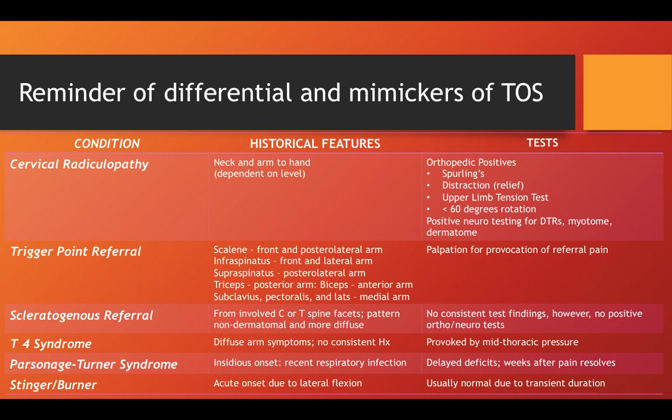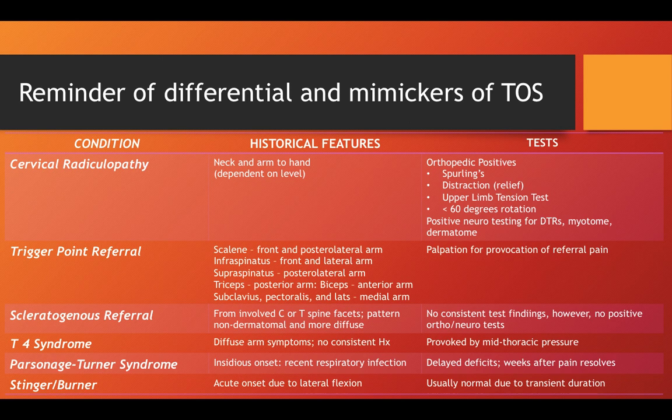Cervical radiculopathy is due to foraminal encroachment 80% of the time, therefore it's more common in the senior population. 20% is due to disc herniation related either to degeneration or single event trauma. The diagnostic cluster is orthopedically to test for provocation with Sperling's and upper limb tension test, relief with the distraction test, and check range of motion actively for less than 60 degrees of rotation. Neurologically, look for a DTR effect, myotome weakness, and dermatomal numbness.